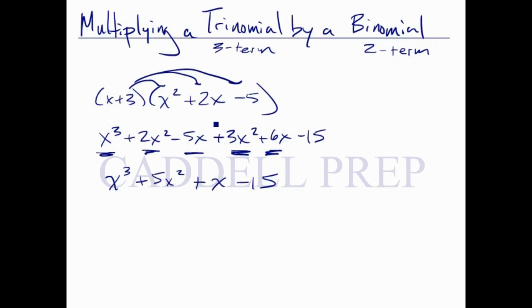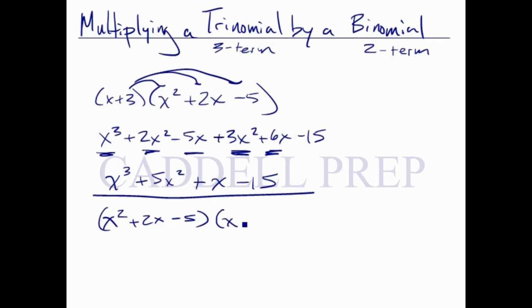And we can actually do the same thing the other way around. So let's retry this, but we'll change the order. We'll do x squared plus 2x minus 5 times x plus 3. So instead of distributing this into here, we're going to distribute this into here. So distribute the x squared into both of these. So x squared times x is x cubed. X squared times 3 is 3x squared.